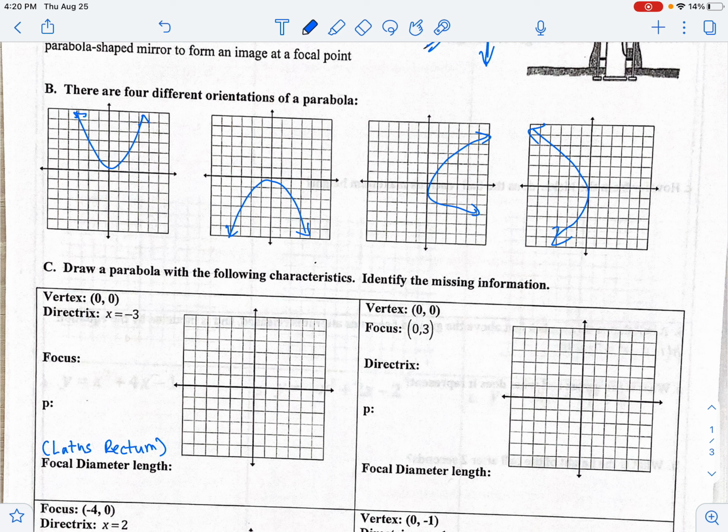All right? So I'm going to graph these 2 things that they gave us, the vertex and the directrix, and let's see how we can get the focus and the p-value from that information. So the vertex is going to be at 0, 0, which is the origin, and your directrix is going to be x equals -3. X equals -3 is a vertical line, so I'm going to find where x equals -3, and I'm going to draw a vertical line straight down.